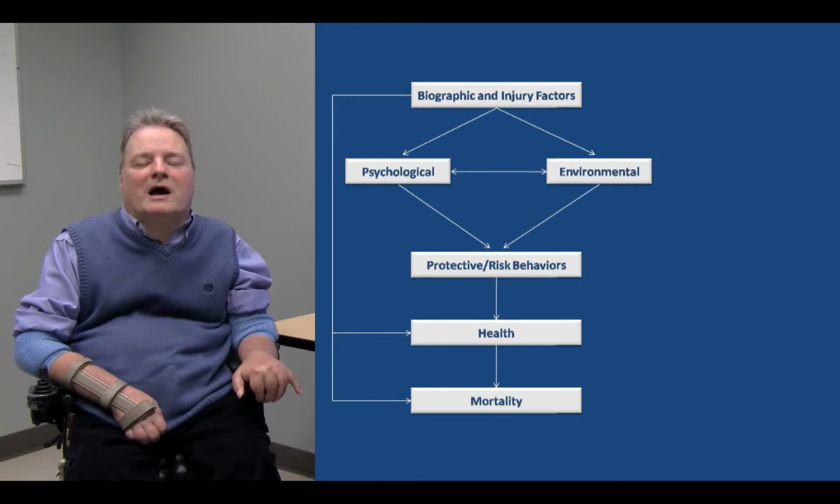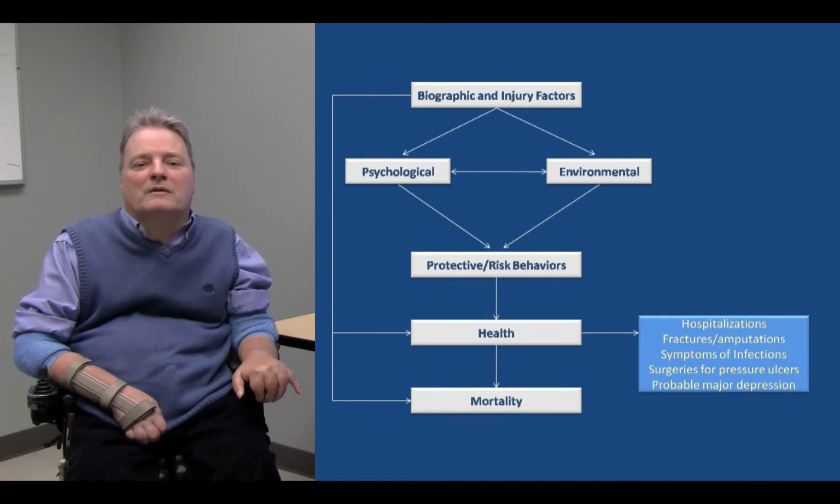As we look at the model, we are now going to show the actual risk factors that we've identified in our research, and we're going to start with health factors. You'll now see in the blue box that 5 variables have come up. And what we have found is that people who have been hospitalized, people who have a history of fractures and amputations, particularly amputations, symptoms of infections, things like sweats, chills, urinary tract infections, and surgeries for pressure ulcers, and probable major depression. Those are all risk factors for early mortality.